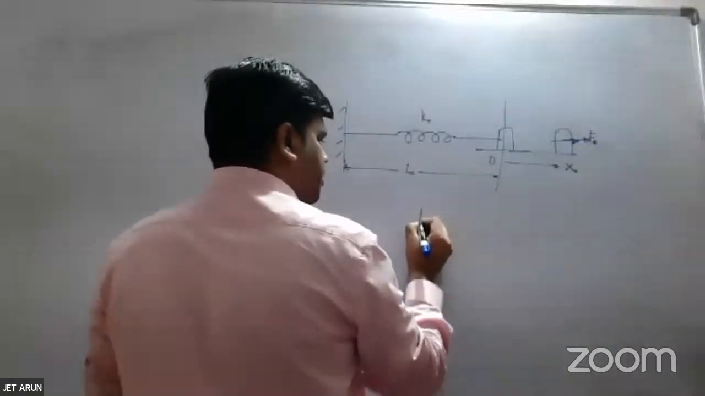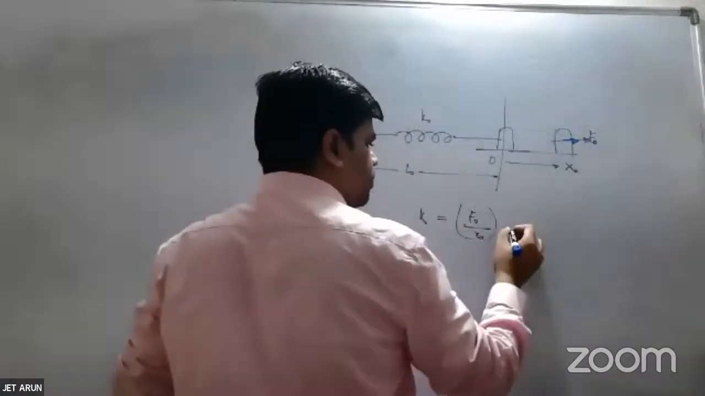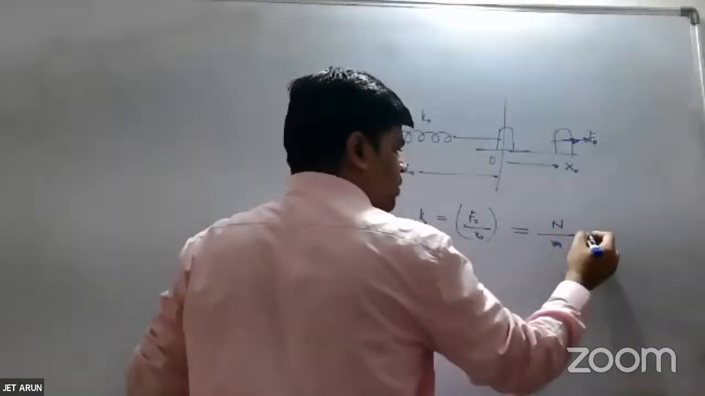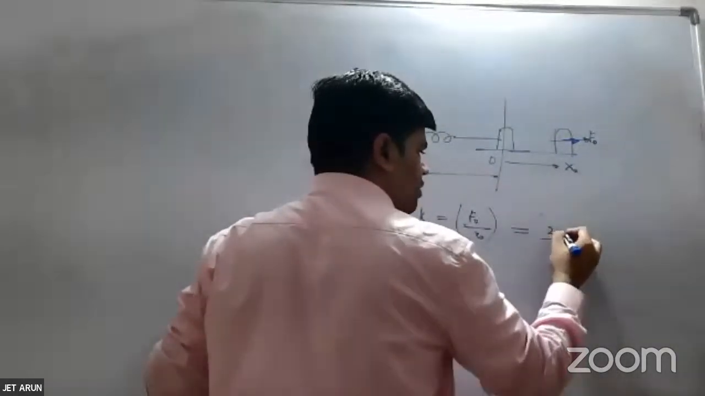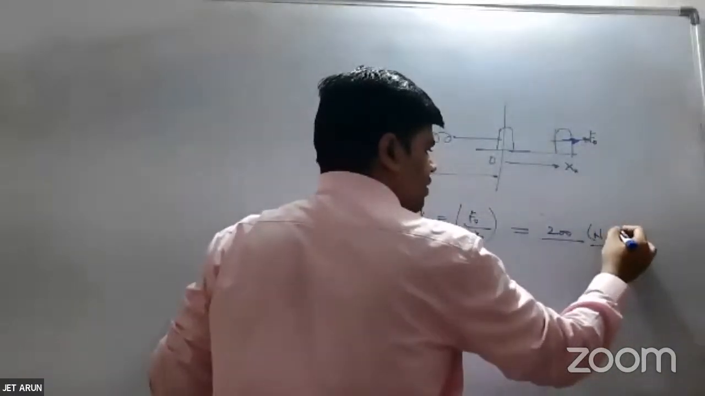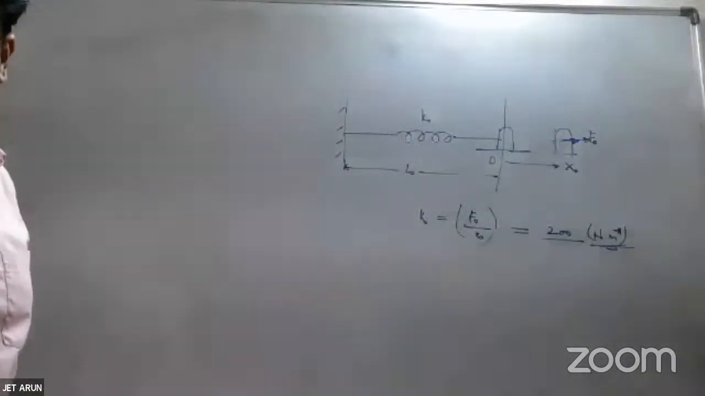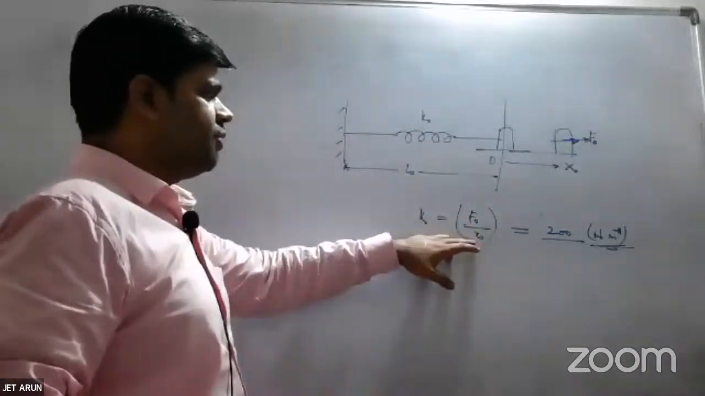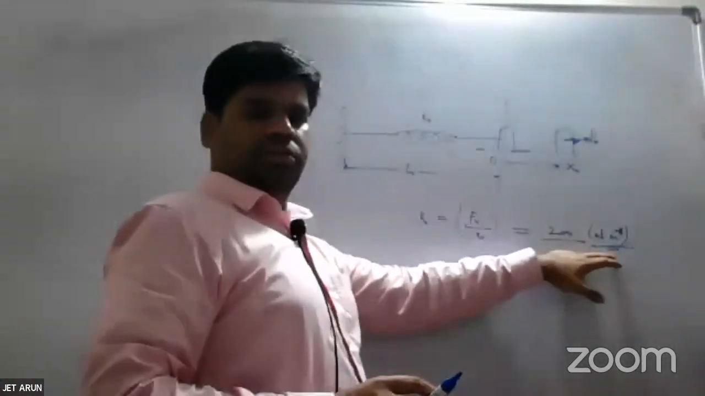Look at this, students. K naught is equal to F naught by X naught. So units of K naught would be Newton per meter. Let's say 200 Newton per meter are the units of the K naught, spring constant K. We'll look into dimensions later. But right now, what are the units of F? Newton. Units of displacement is meter. So units of K, spring constant, is Newton per meter.